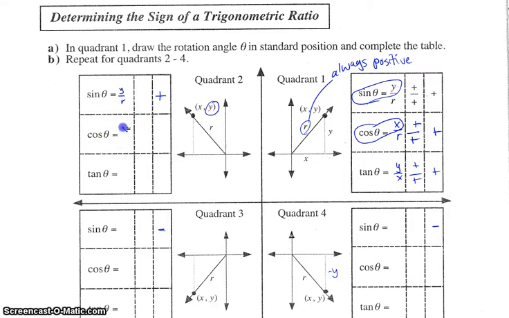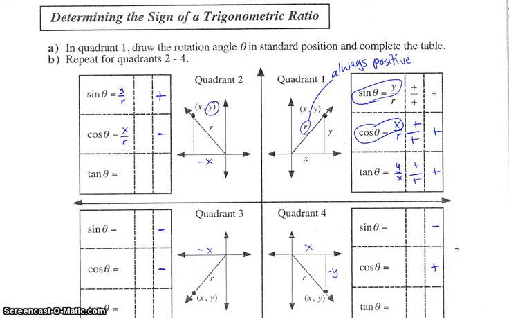All right, let's try cosine. X over r, and r is always positive, so really it just depends on the sign of x. So if we're in quadrant 2, we've gone left, which means this is going to be a negative x, so cosine would be negative. Now, down in quadrant 3, again, we've gone left, and cosine depends on the sign of x, so again, cosine would be negative. Quadrant 4, we've gone to the right, so x would be positive, and again, cosine depends on x, so positive for cosine.